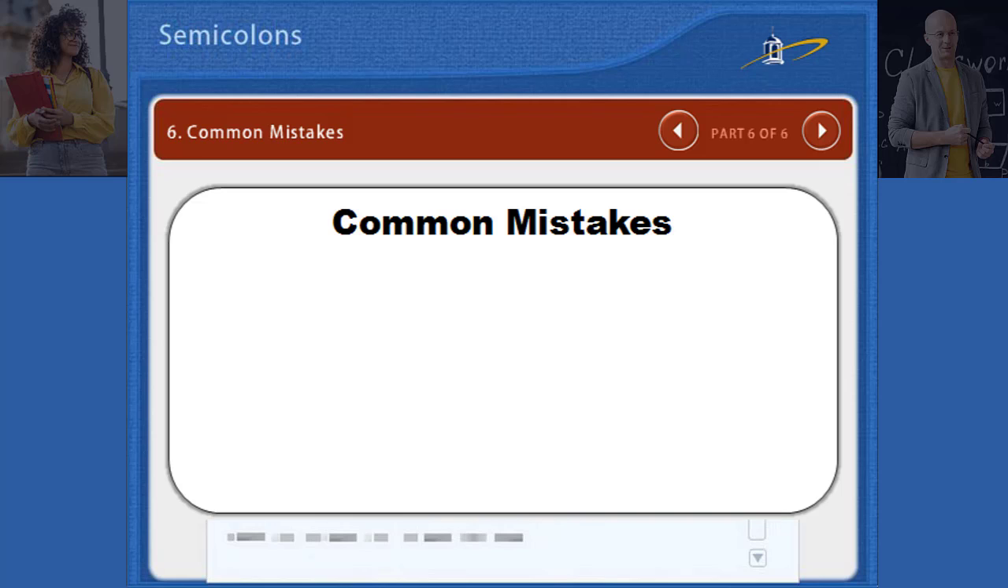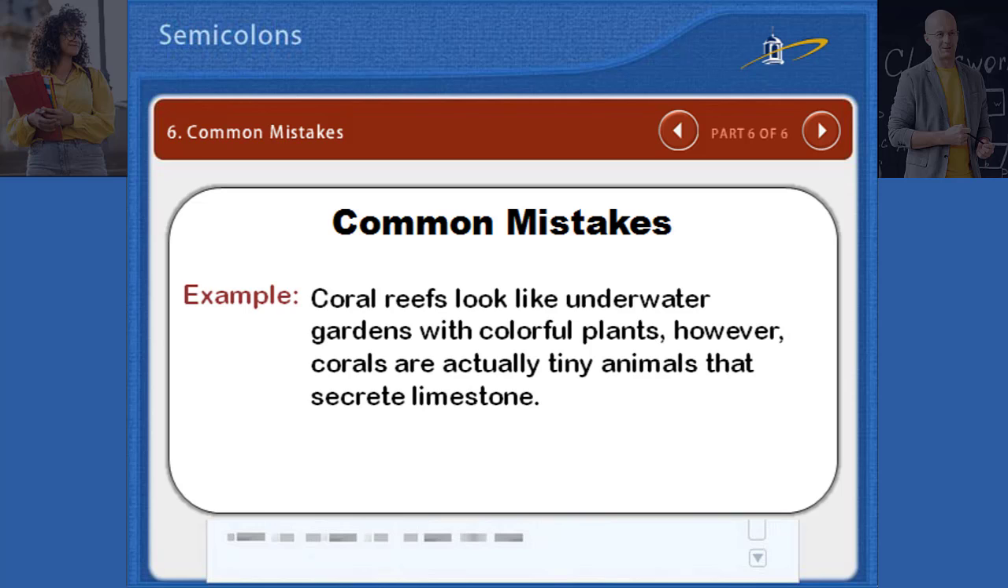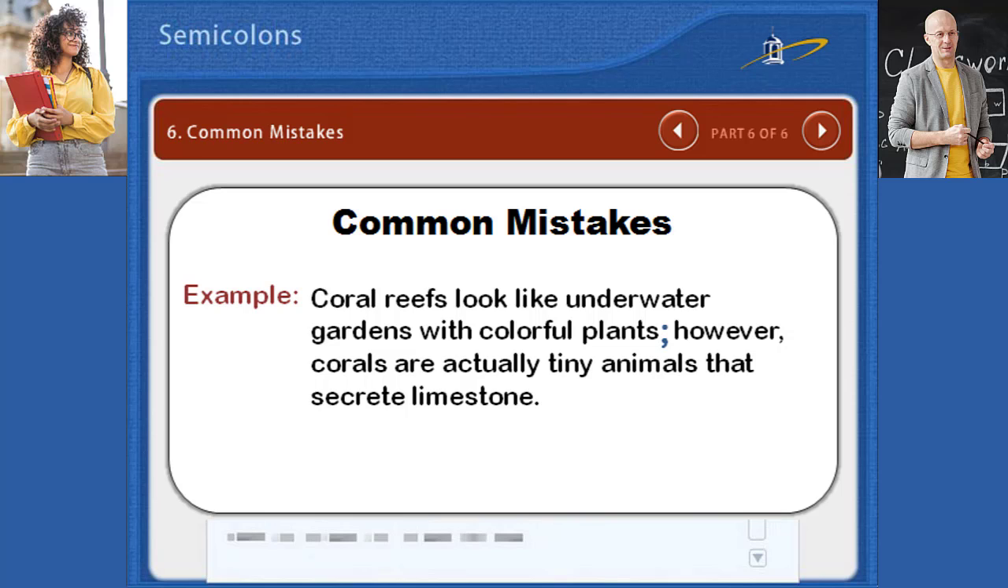Right. Any others? Another common mistake is not using a semicolon when it's required. Look at this example. Coral reefs look like underwater gardens with colorful plants, however, corals are actually tiny animals that secrete limestone. Now, what should come after plants, comma or semicolon? Semicolon. Why? The word however is a transition, so a semicolon has to come before it. Right. In academic writing, put a semicolon in front of transition words or phrases like however, as a result, and so on. I think I'm ready to give the semicolon a try in my own writing. Outstanding. I know you're going to do great with semicolons.